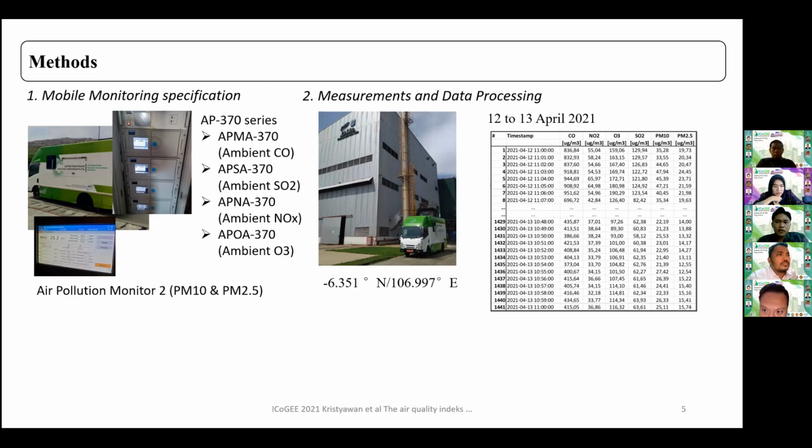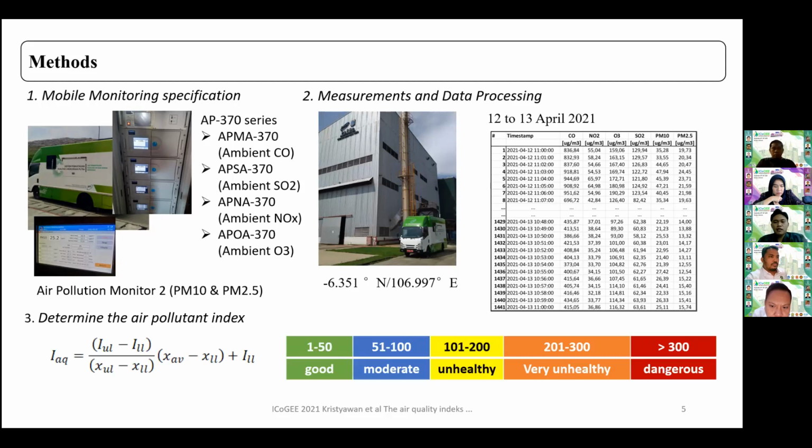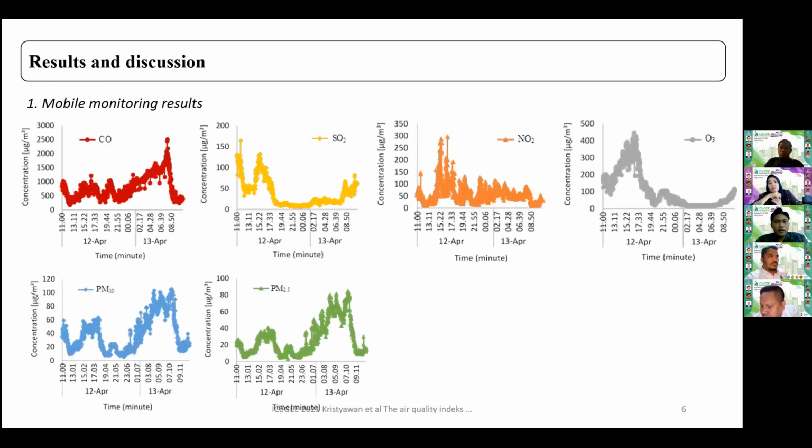And after we got the data, we will determine the air pollutant index using the index calculation, and after that we can state whether it is healthy or not healthy to human health. This is the result. First, I would like to show you the mobile monitoring result. Several gases that we monitored, as you can see, we did 24 hours of measurement.